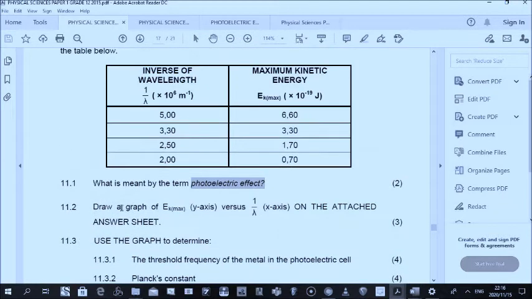Now the next thing they ask us to do is to draw a graph of the maximum kinetic energy on the y-axis versus the inverse of the wavelength on the x-axis. Of course, don't forget to label your axes, put the units and put a title for your graph. So I believe that should be good enough for you.